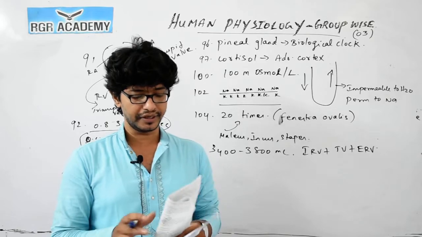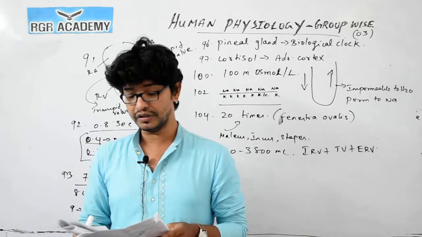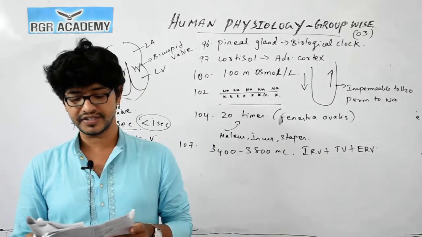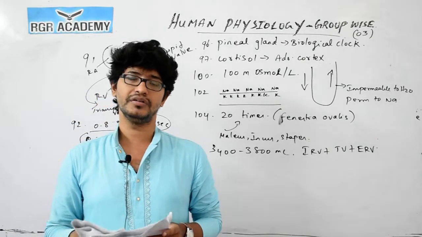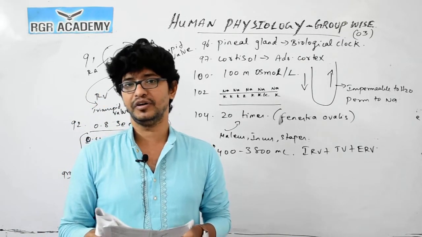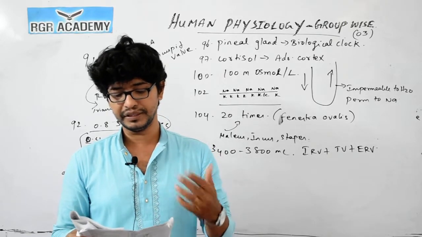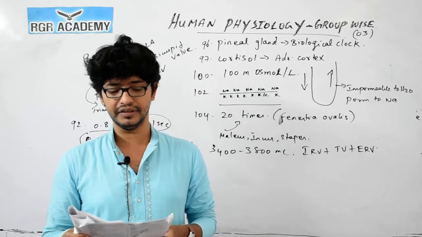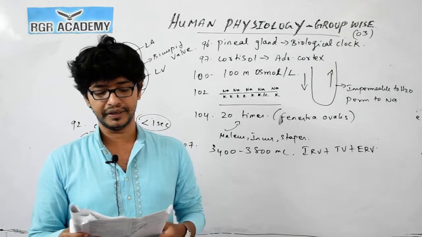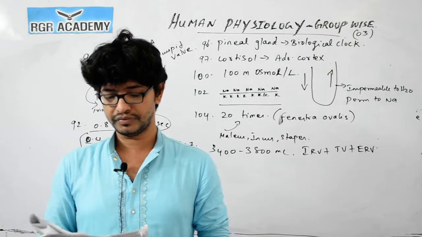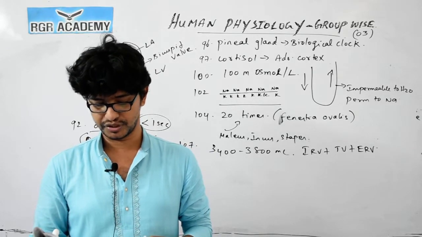Question number 109. After taking a long deep breath, we do not respire for some seconds. This is due to what? This is due to the lesser amount of carbon dioxide in the blood. This is the reason why we cannot breathe for a few seconds after a deep breath. So 3 is the correct answer for question 109.